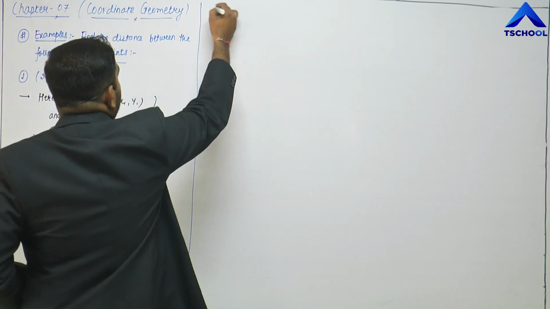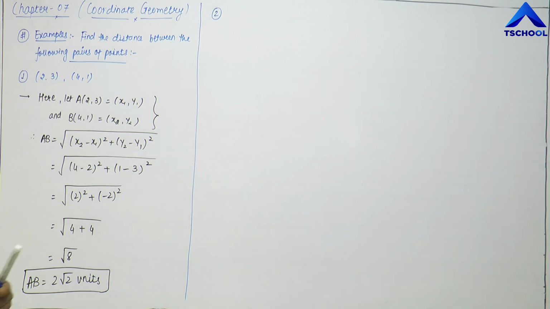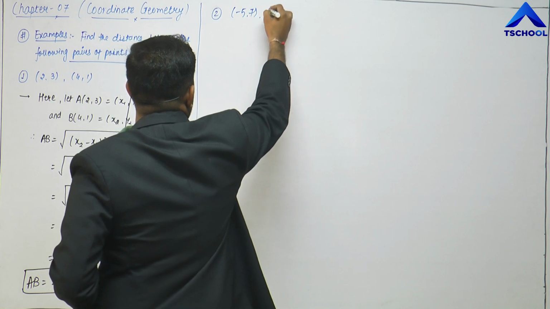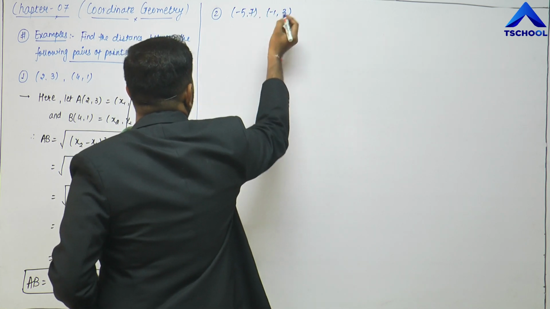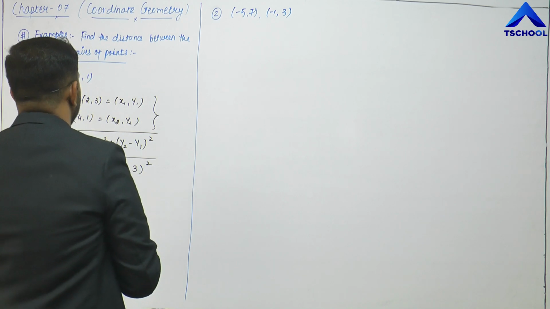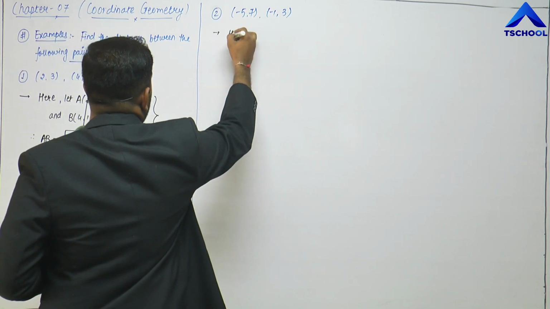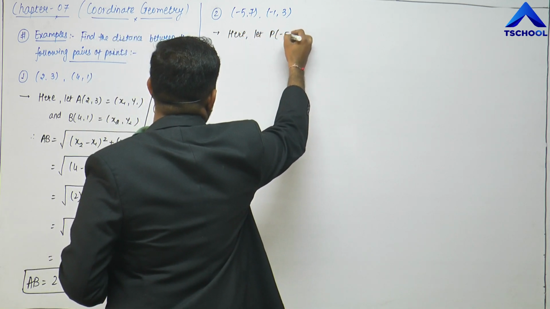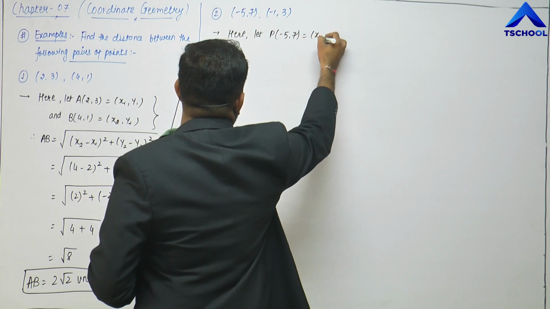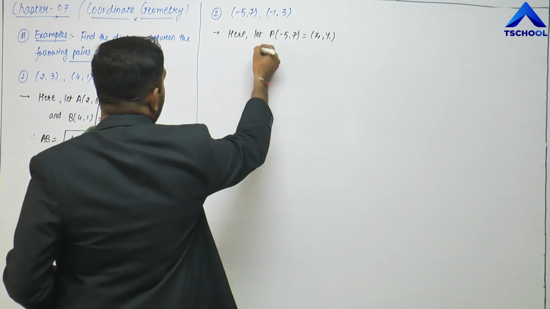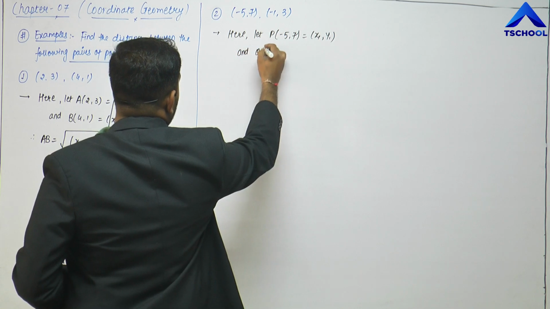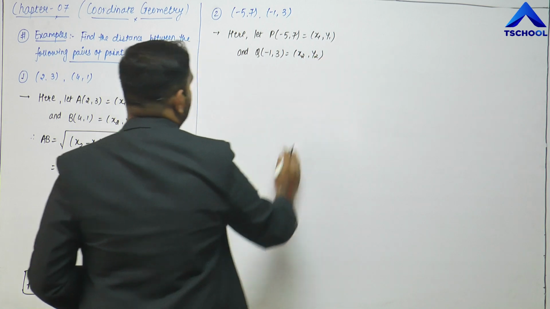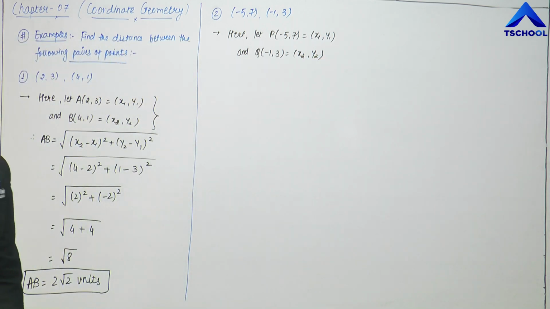The second one, I am having the points minus 5 comma 7 and minus 1 comma 3. So again we shall start with the same thing. Let P(minus 5, 7) equal x1 comma y1 and Q(minus 1, 3) equal x2 comma y2, right?